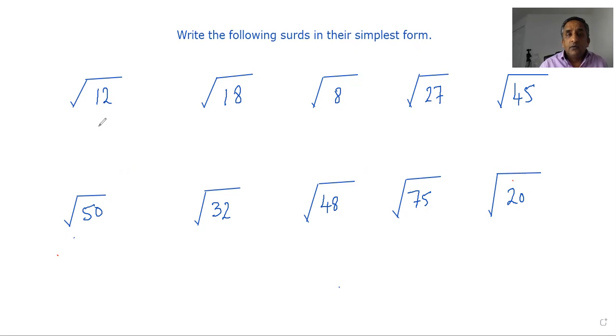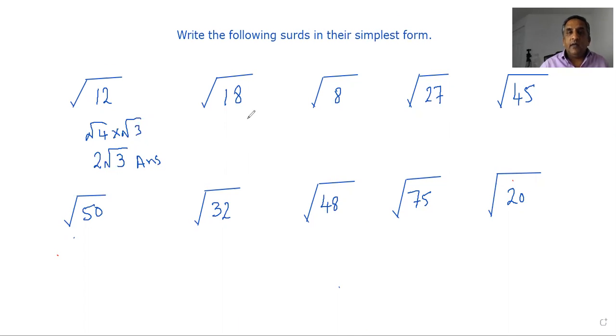So square root of 12. What we can do is split 12 into two parts. We can write square root of 12 as square root of 4 and square root of 3. When you multiply 4 and 3, we get 12 back. So 4 times 3 is 12. Square root of 4 is 2, because 2 times 2 is 4. And square root 3, obviously it's not possible to work out without a calculator. So your answer for the first question will be 2 square root 3.